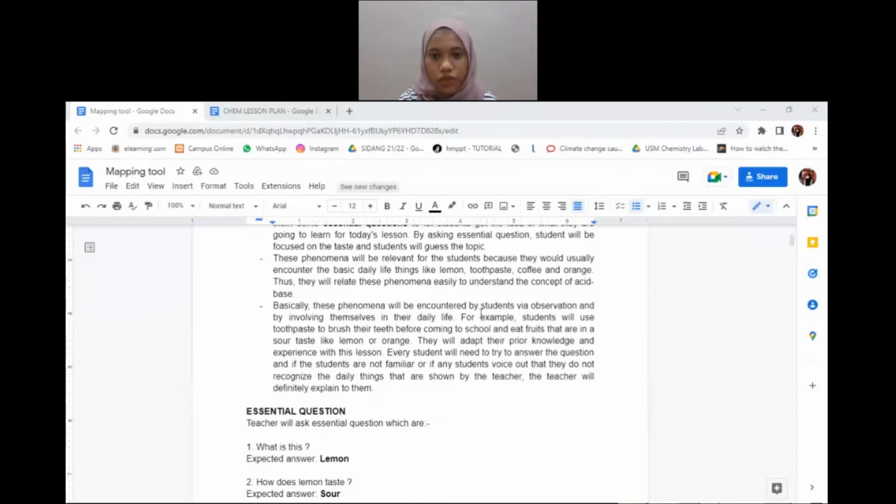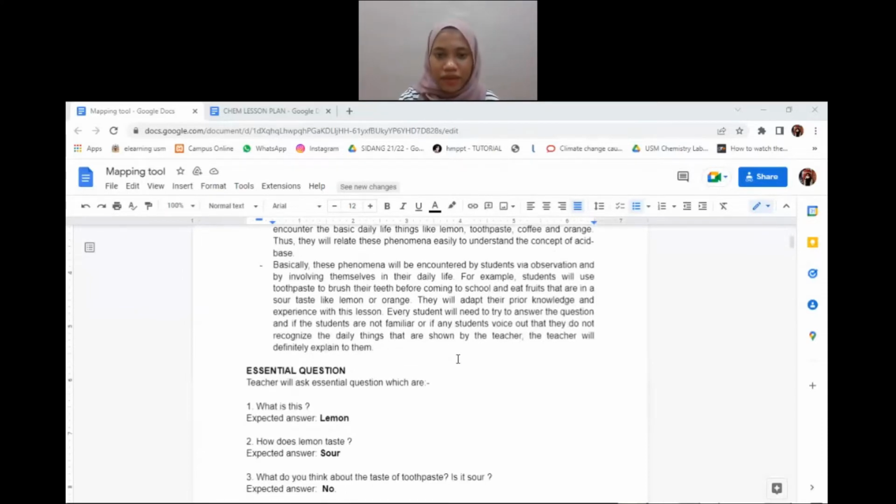For example, students use toothpaste to brush their teeth before coming to school and eat fruits that have a sour taste like lemon or orange. So they can easily adapt their prior knowledge and experience to this lesson. Every student will need to try to answer the question, and if any student voices out that they do not recognize the daily things shown by the teacher, the teacher will definitely explain back to them.